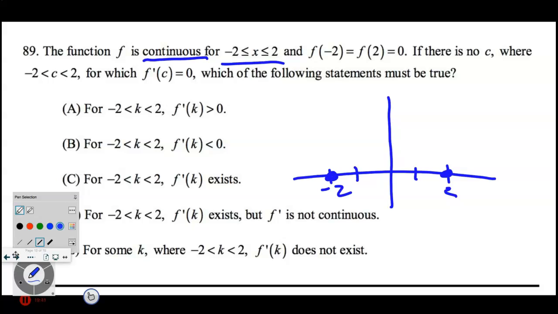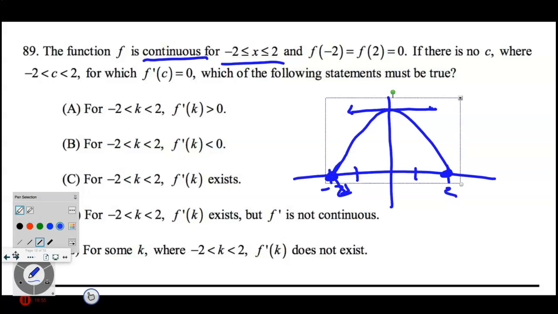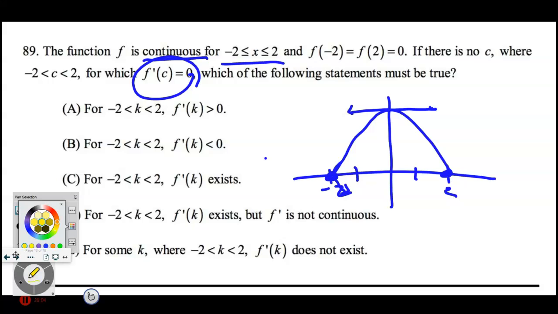I can't lift my pencil, and there's no place where the derivative equals 0, which means whether I go down first or up first, and I can't lift my pencil, there's no place where I do that smoothly, because if I did, I'd have f prime of c equaling 0. Well, what that means then is that I couldn't have done it smoothly. It means they have to be connected without lifting my pencil.